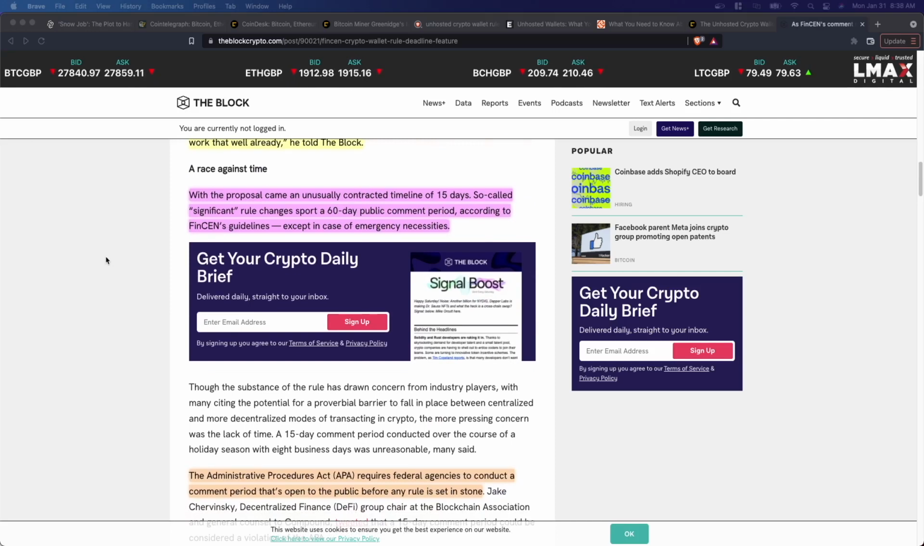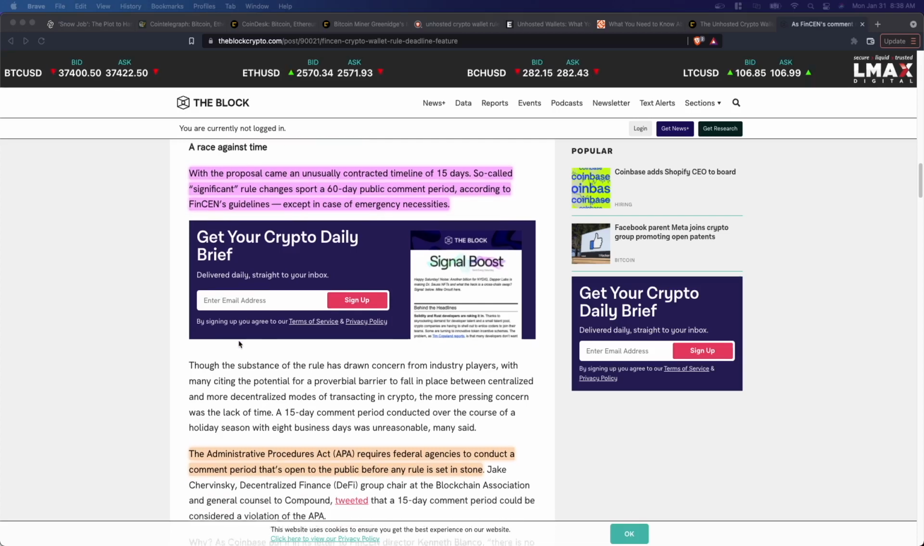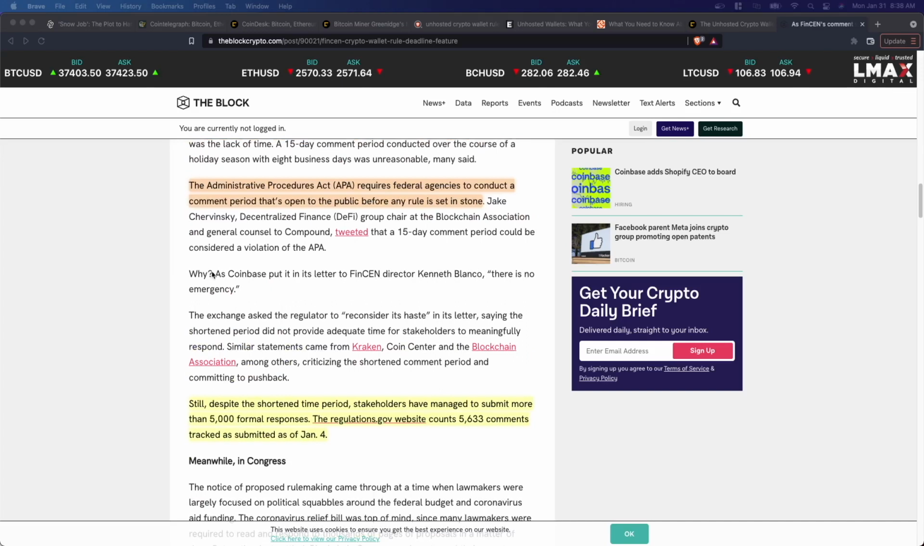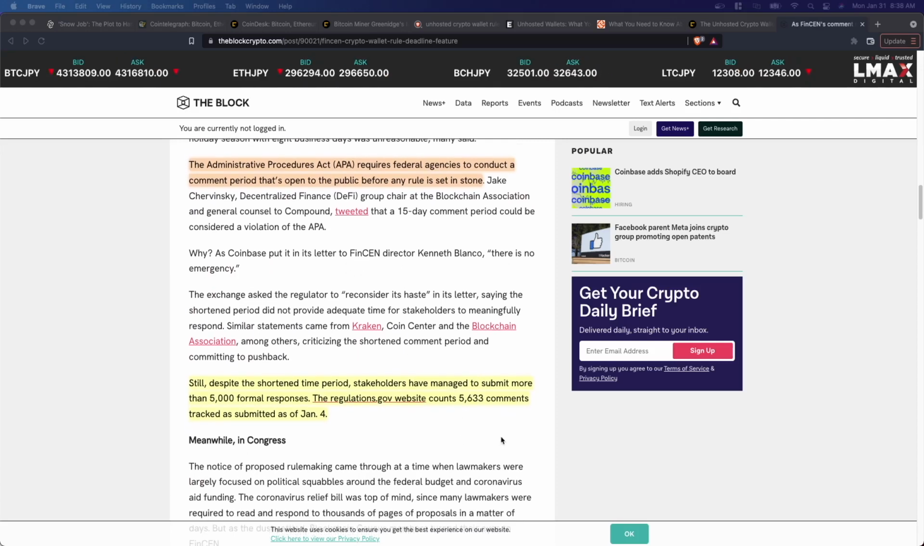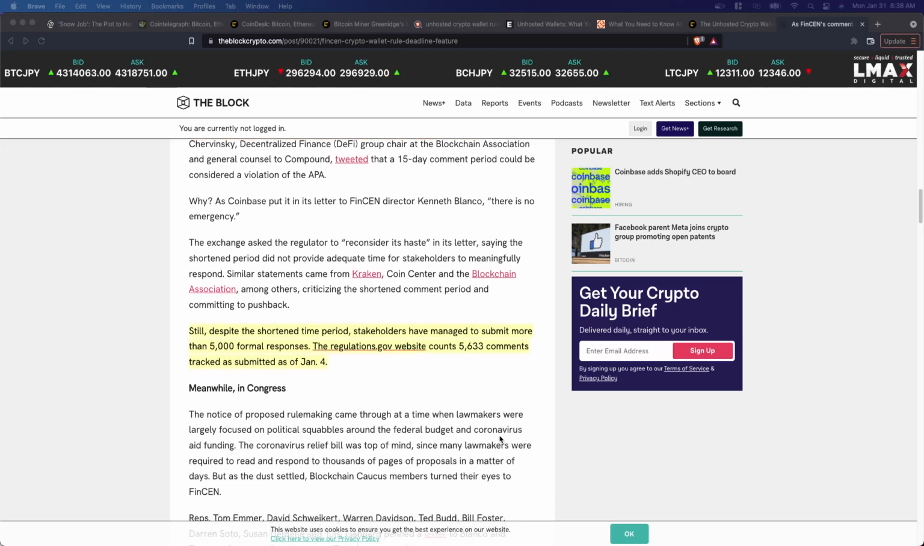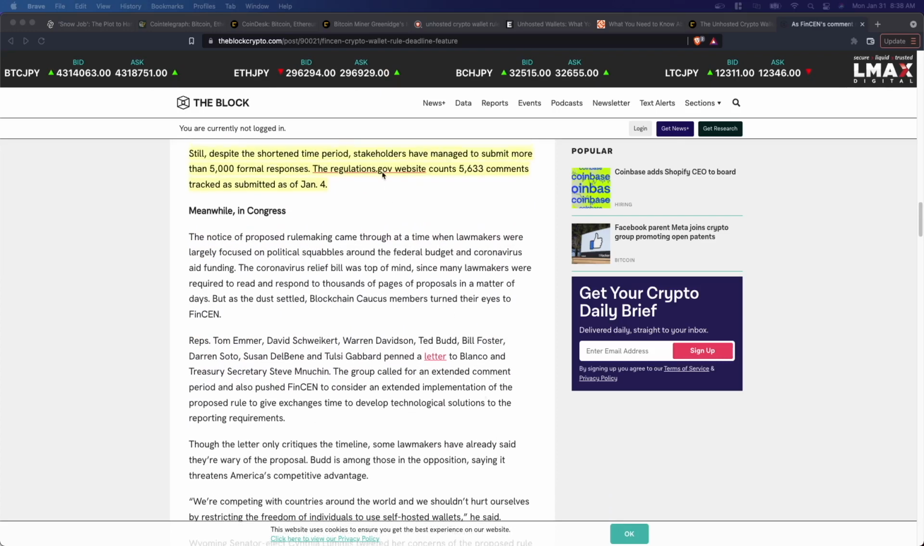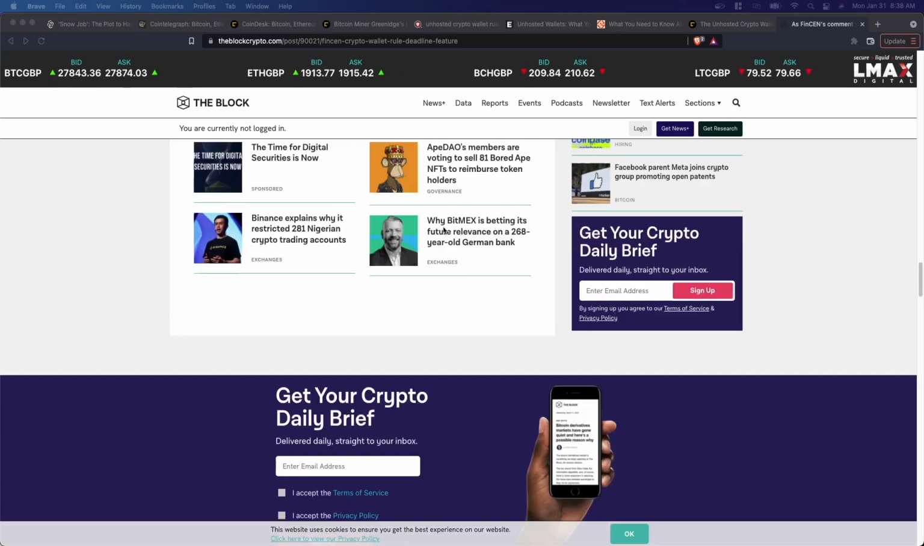So-called, quote, significant rule changes sport a 60-day public comment period, according to FinCEN's guidelines, except in the case of emergency necessities. The Administrative Procedure Act, the APA, requires federal agencies to conduct a comment period that's open to the public before any rule is set in stone. Still, despite the shortened time period, stakeholders have managed to submit more than 5,000 formal responses. The regulations.gov website counts 5,633 comments tracked as submitted as of January 4th.